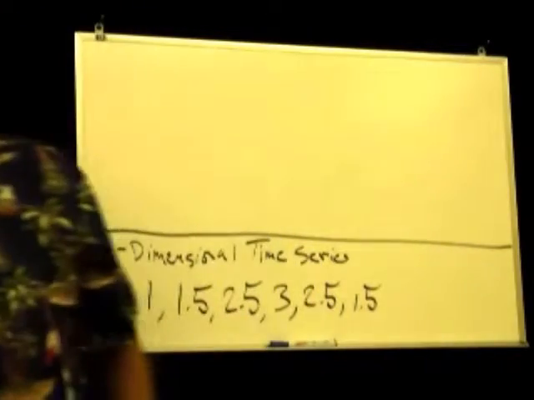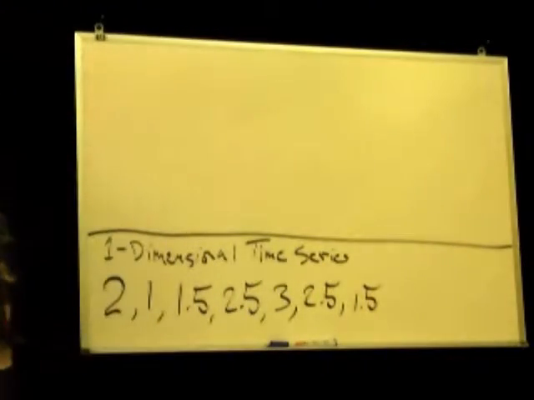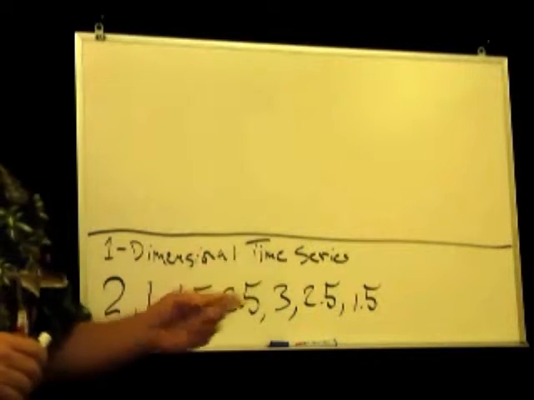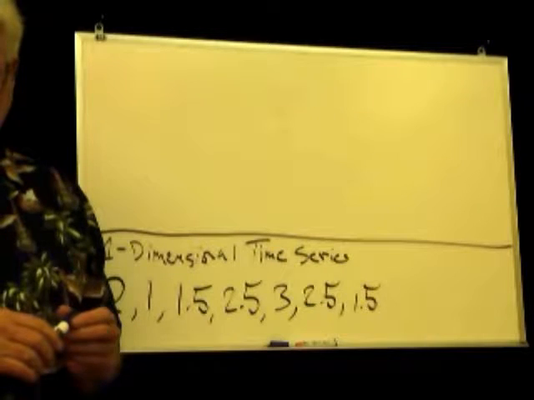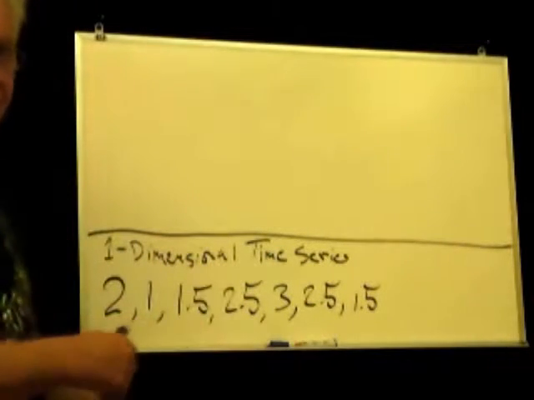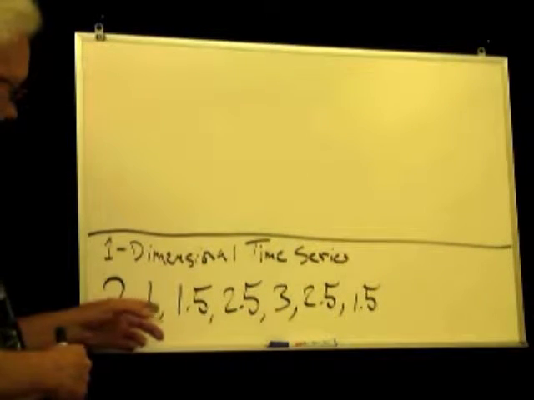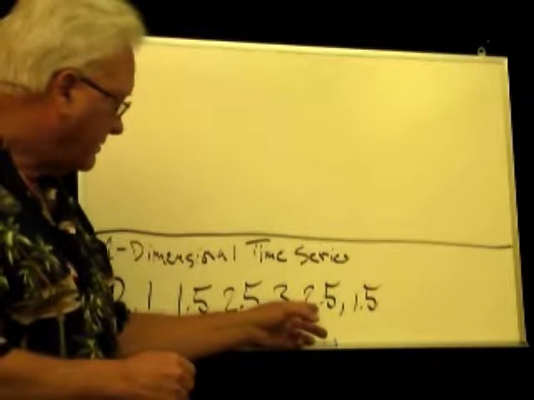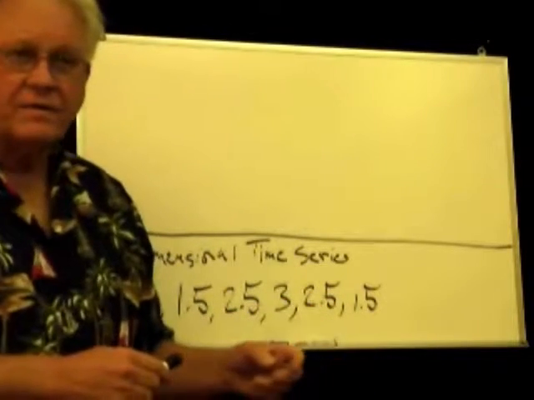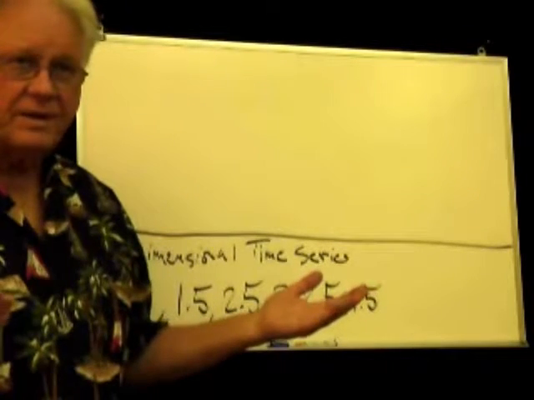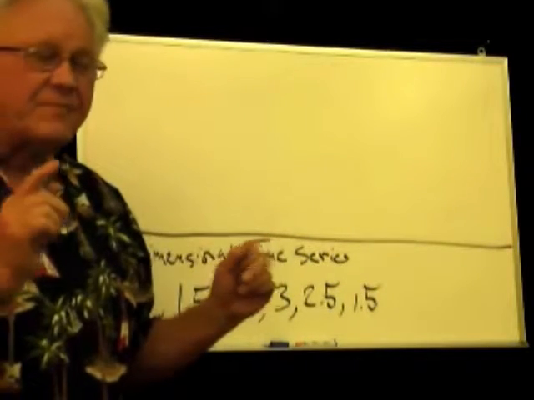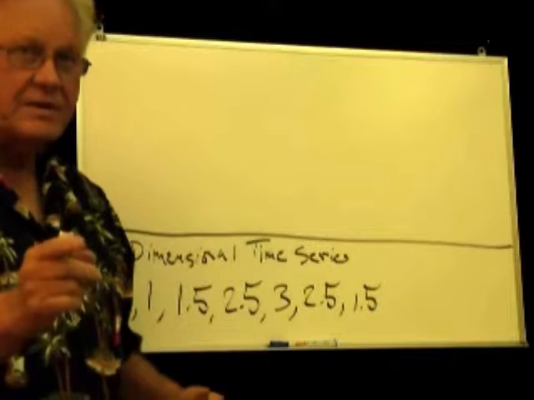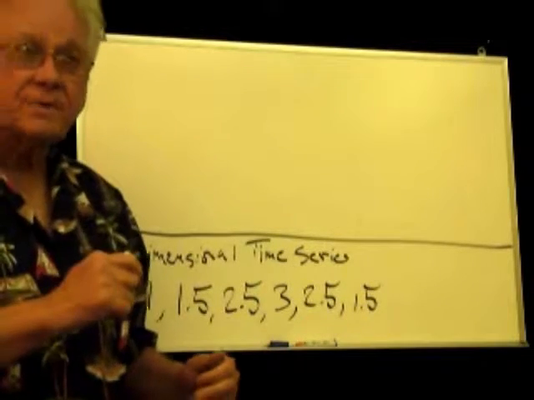So what do we have here? We're going to illustrate this concept with a one-dimensional time series. I've got this string of numbers, and it doesn't make much sense: 2, 1, 1.5, 2.5, 3, 2.5 again, 1.5. Well, what's up with that? So I'm going to map this one-dimensional string of numbers into two dimensions, and here's what I'm going to do.